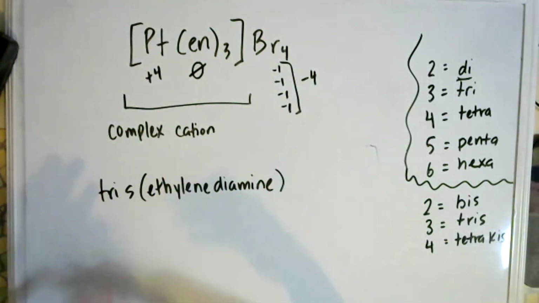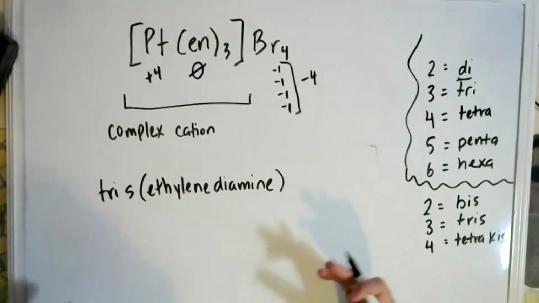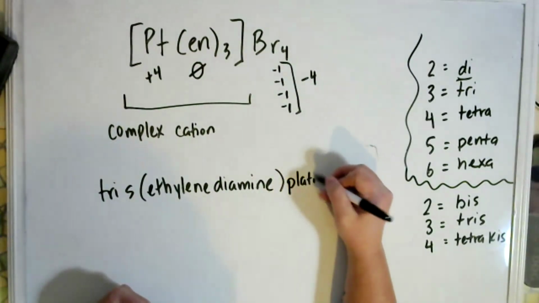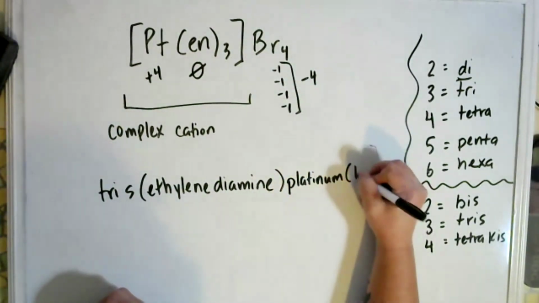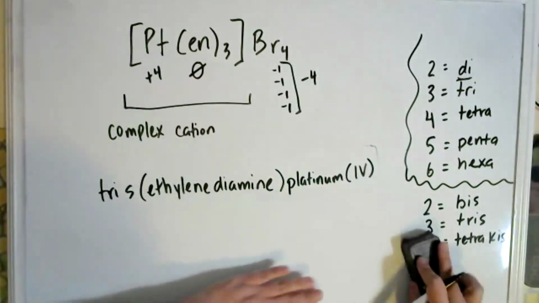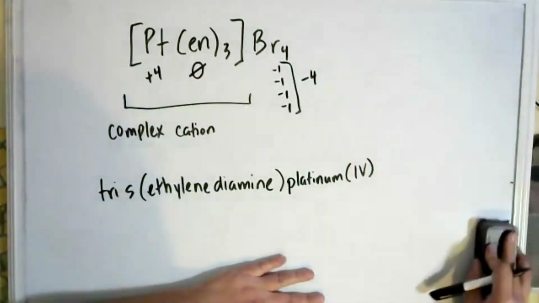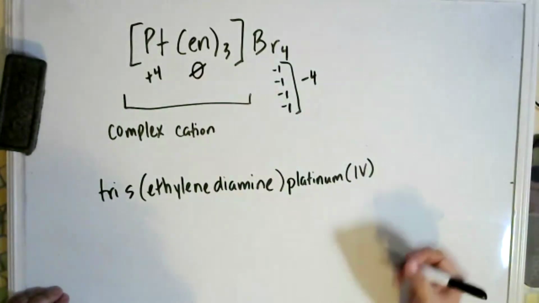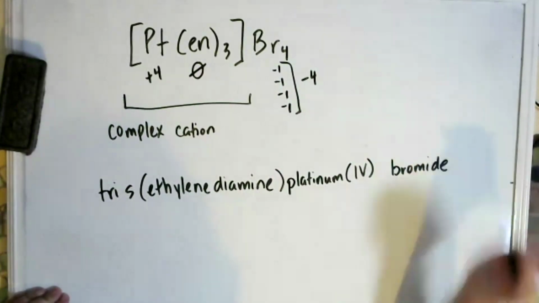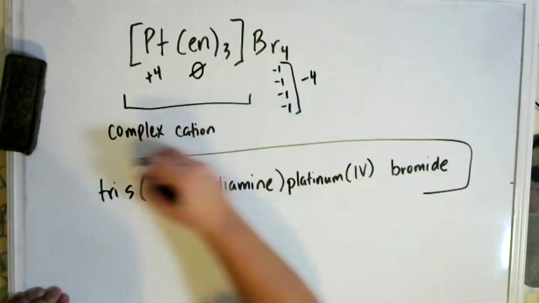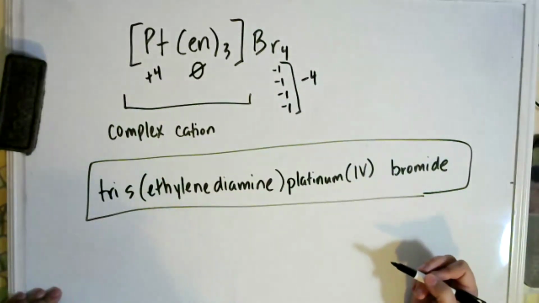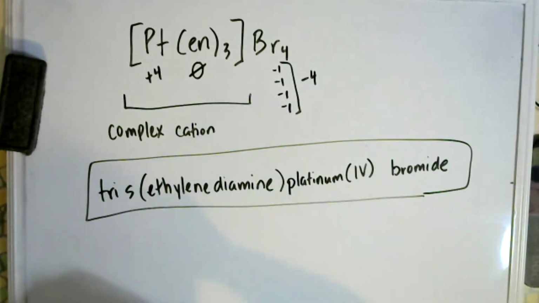Because it's a complex cation, we do not have to change the name of the metal. So we're just going to say it's tris ethylene diamine platinum 4. And this names our complex cation part. And then we're going to finish out the name of the compound by naming our simple anion. So we'll have a space and then bromide. Okay, so this is going to be our full name. Tris ethylene diamine platinum 4 bromide. All right. It's not too terrible.